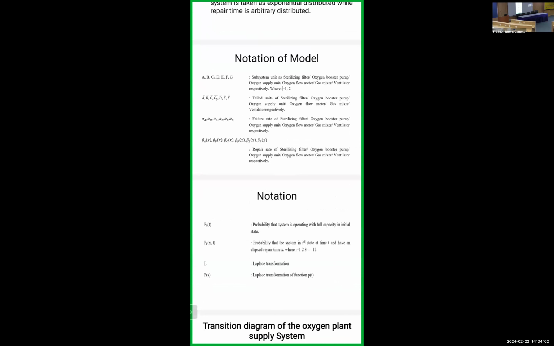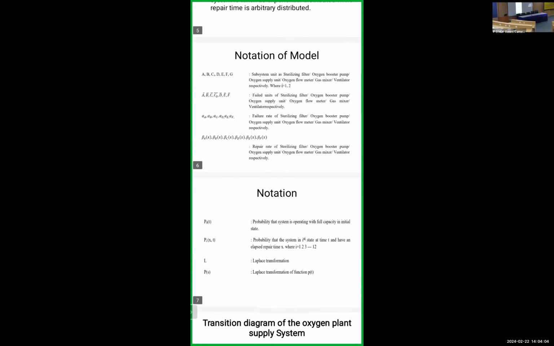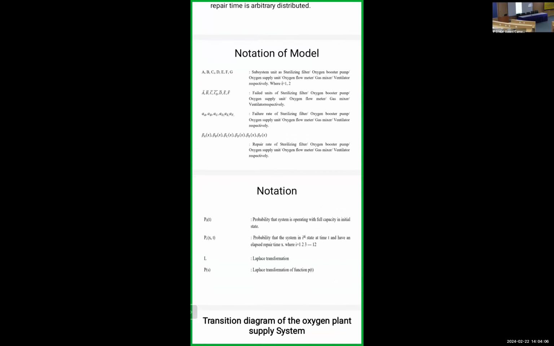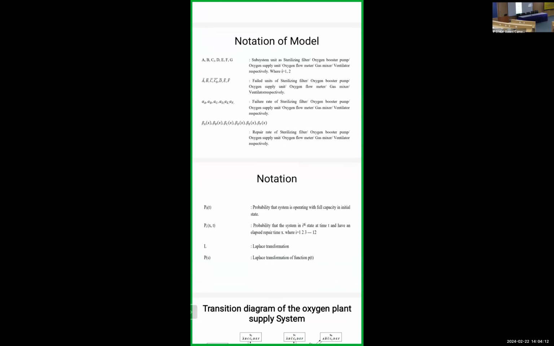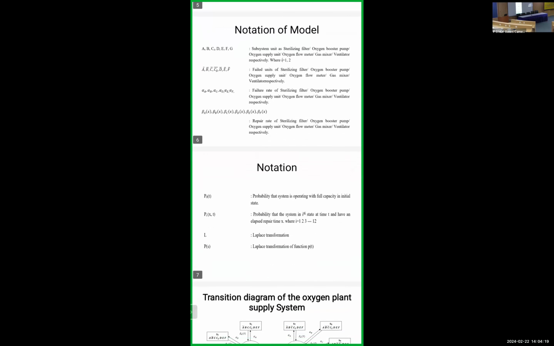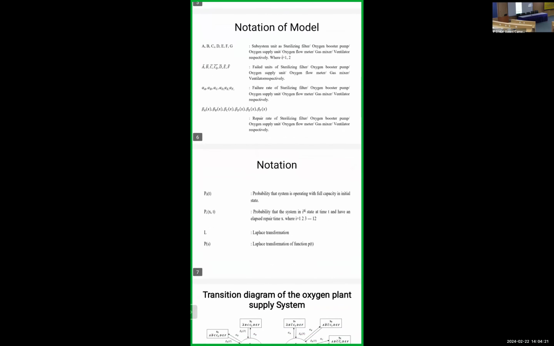This is the notation of the model. Here A, B, C, D, E, F, G we are taking as subsystem units, and A bar, B bar, C bar we are taking as failed units. Alpha shows the failure rate of the subsystem, and beta shows the repair rate of the subsystem.